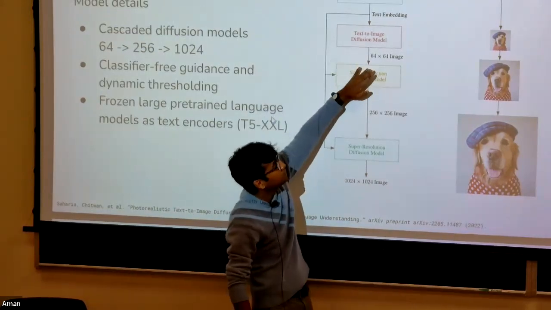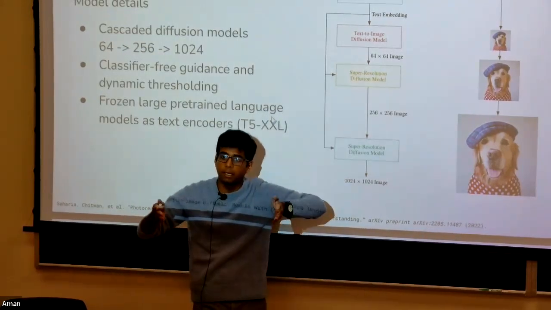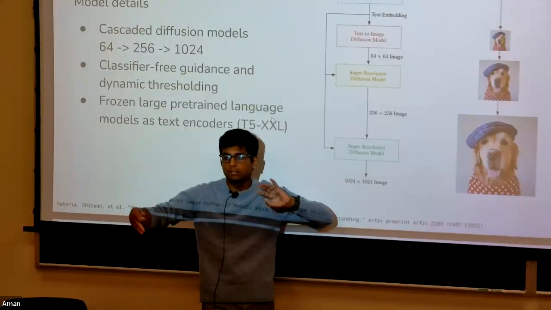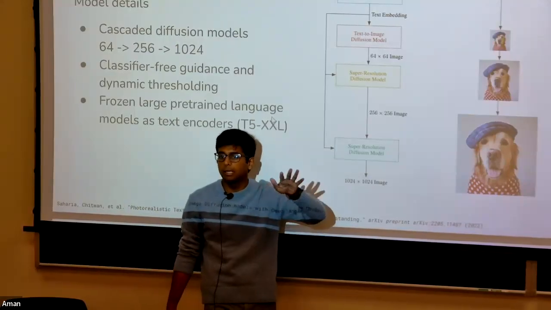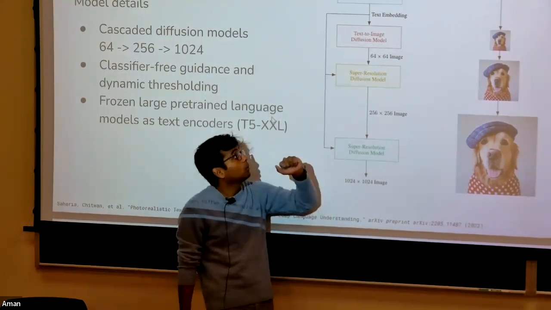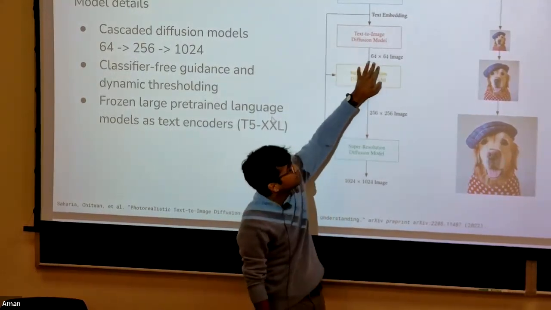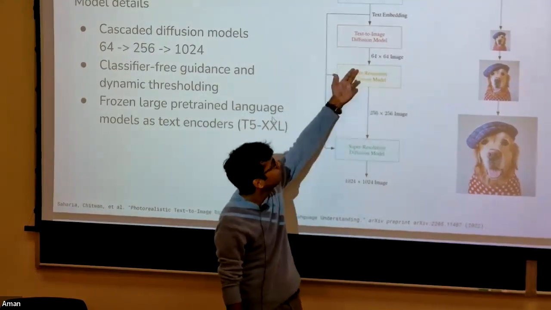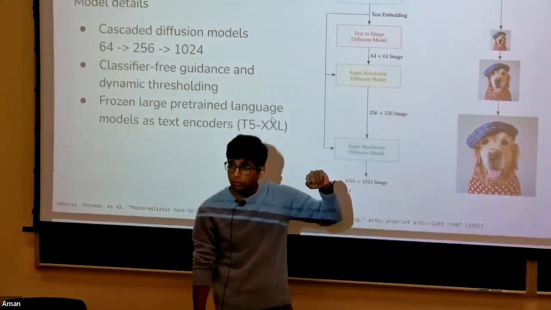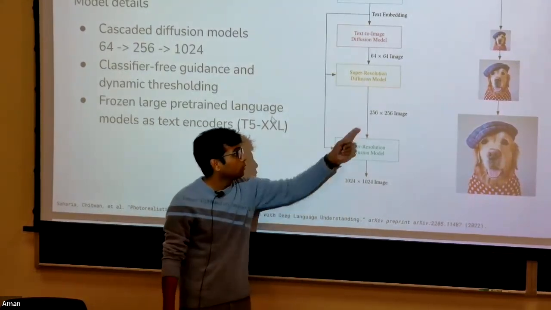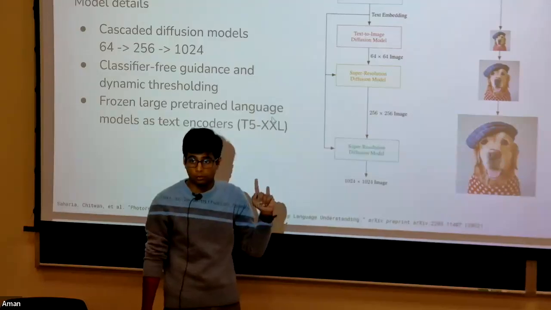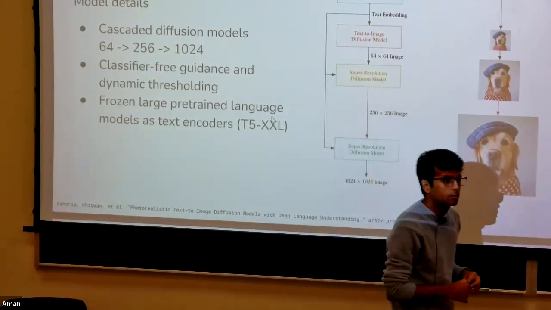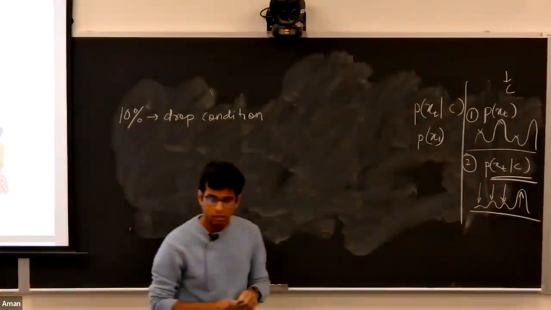And then you have a text to image diffusion model, which directly takes that embedding into account and is trained completely conditionally. That would generate a 64 by 64 image. And then you have two stages of super resolution, where you go from 64 by 64 to 256 by 256, and then another super resolution model, which takes it from 256 to 1024. So a very straightforward, simple architecture. It is amazing how well it works.